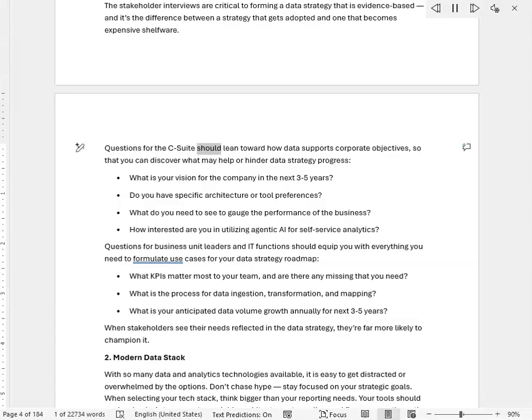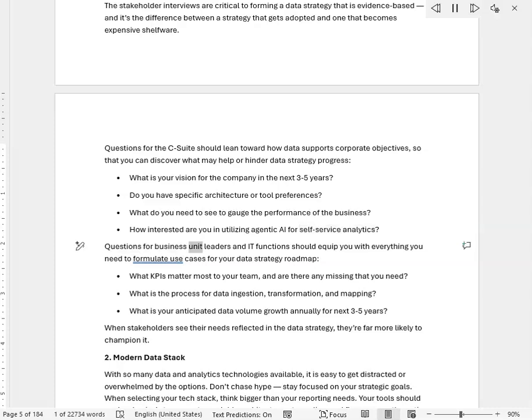Questions for the C-suite should lean toward how data supports corporate objectives so that you can discover what may help or hinder data strategy progress. What is your vision for the company in the next 3 to 5 years? Do you have specific architecture or tool preferences? What do you need to see to gauge the performance of the business? How interested are you in utilizing agentic AI for self-service analytics?